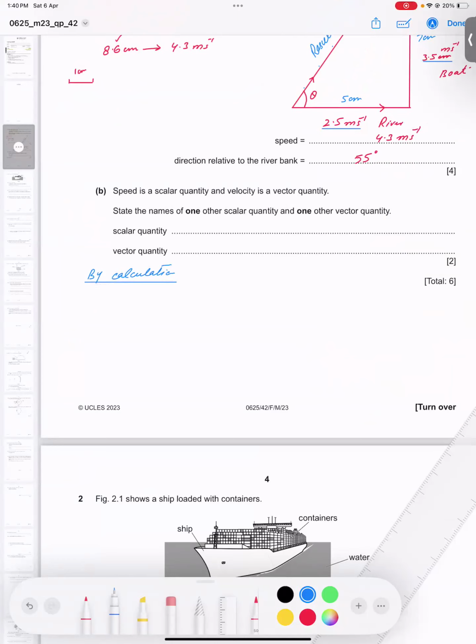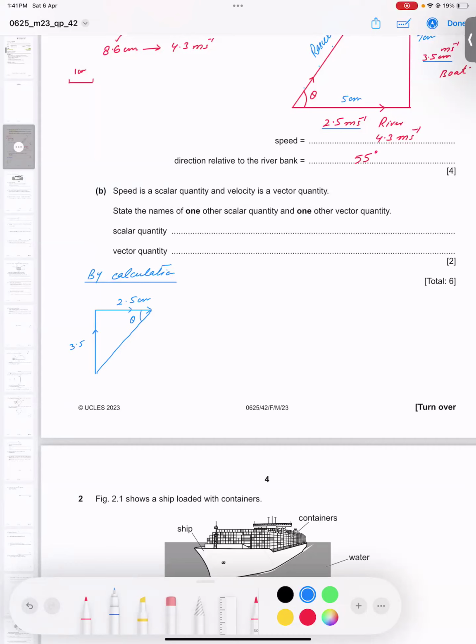So by calculation, again, let's say this is the speed of the river, 2.5 centimeter. This is 3.5 centimeter, that is the boat speed, and here will be my resultant. Because this time I didn't draw the diagram with scale. This is just the idea of the question. So we need this angle also because river speed is this, right?